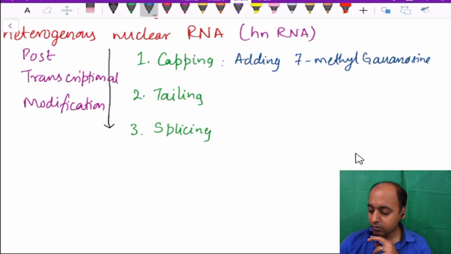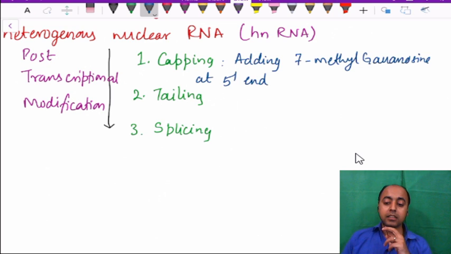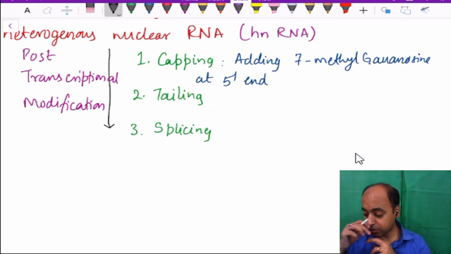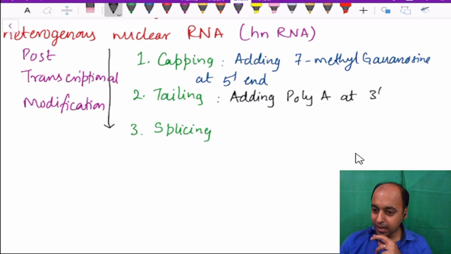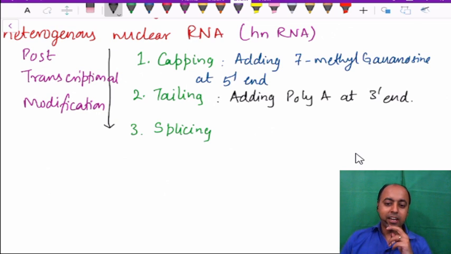Where? At the 5' end. Add the 7-methylguanosine at the 5' end. What about tailing? In tailing, we are adding the poly A at the 3' end.